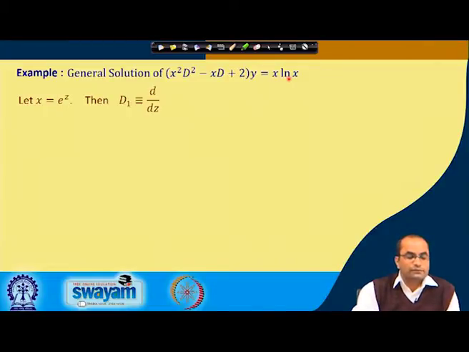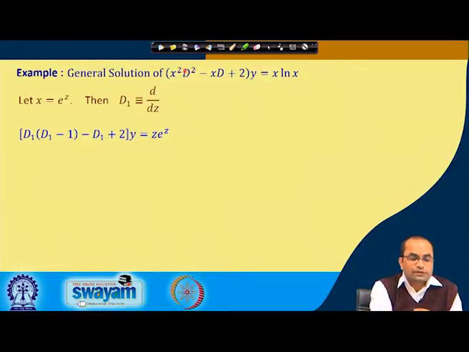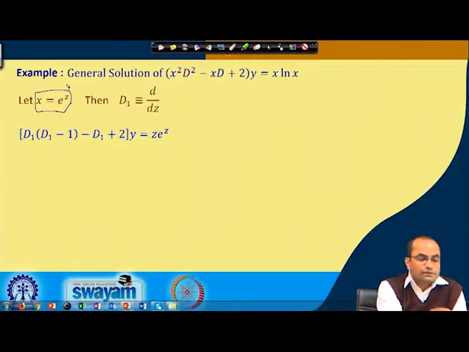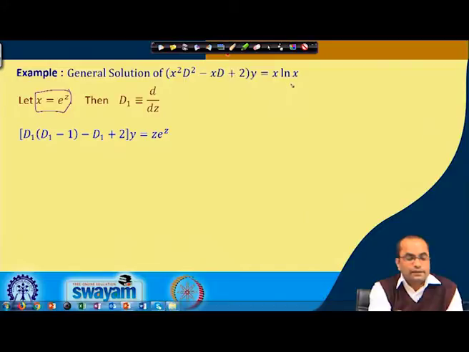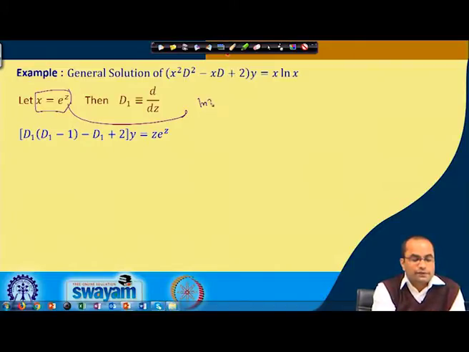Then we know already that if we have D₁ as d/dz, then this equation will be converted, because the x² D² term will be taken as D₁(D₁ − 1), the x D term will be replaced by D₁, and plus 2 operated on y is equal to the x here, which is e^z. So, this is given here, and then ln x. From here, ln x is equal to z.